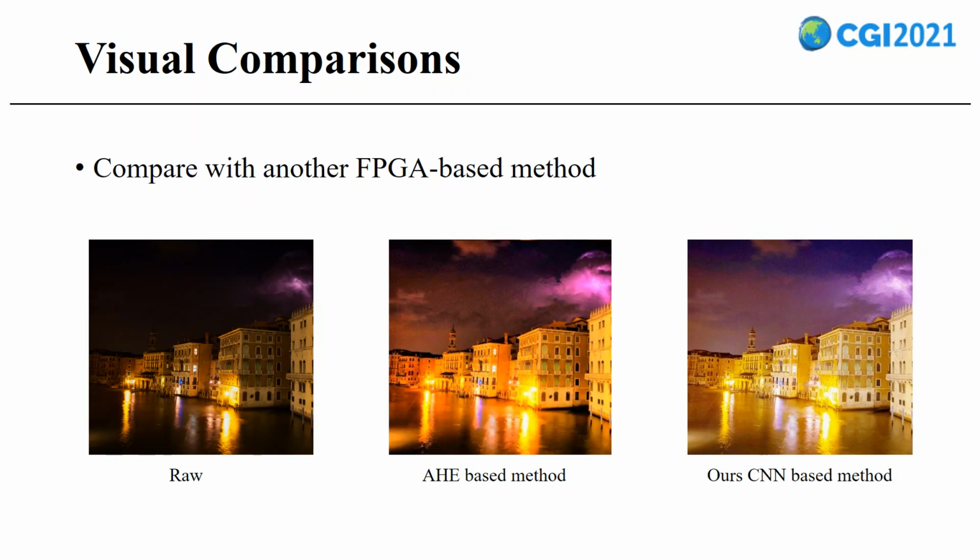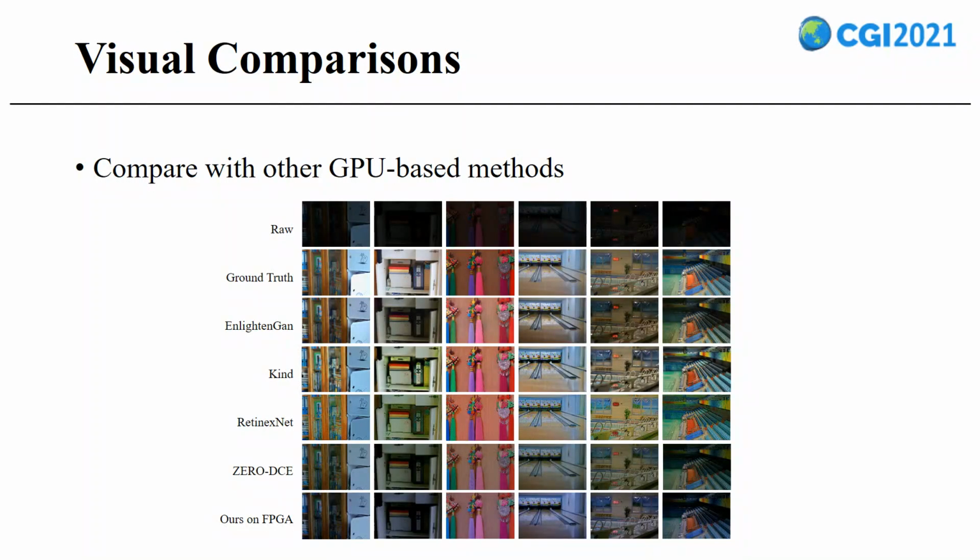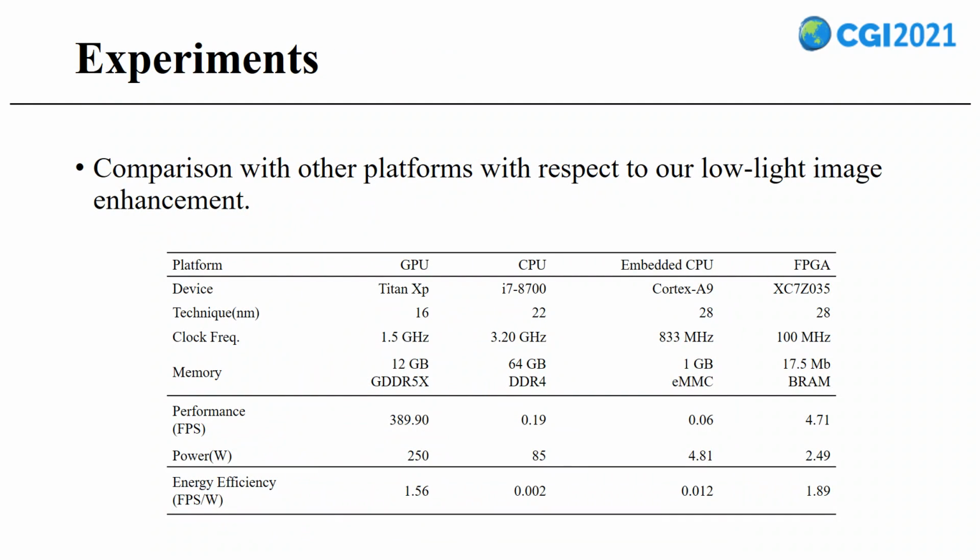We give a visual comparison of other state-of-the-art GPU-based methods with the results of our 16-bit quantization scheme in the figure below. We compared with EnlightenGAN, KinD, RetinexNet, and Zero-DCE. Our FPGA-based result enhances the visual perception intuitively, strengthening the dark areas and preserving the original image colors without significant noise and chromatic aberration. In the table below, we compared our approach on FPGA with other platforms.